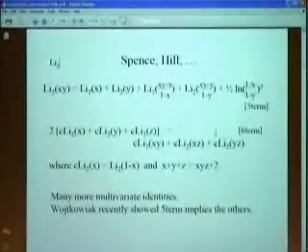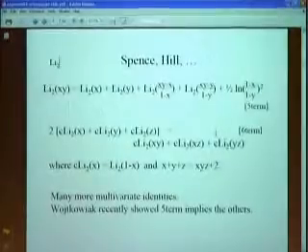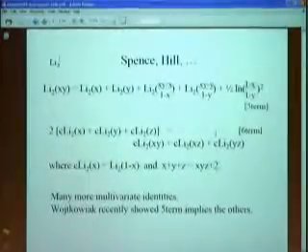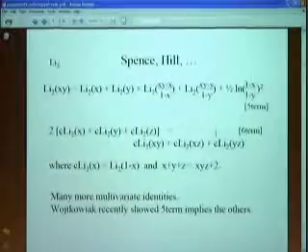Yeah? The last term of the top formula is not symmetric in x and y, is it? Well, it's squared. So if you swap x and y, the logarithm's negative. Oh, the logarithm is squared. Okay, sorry. Yeah.